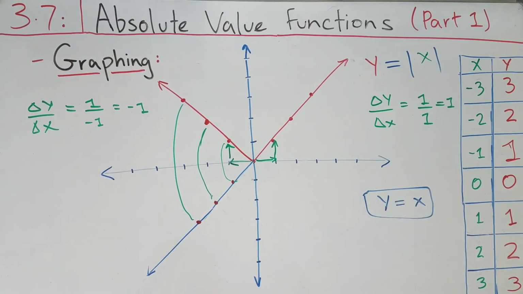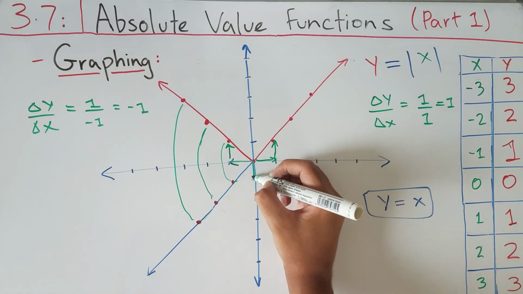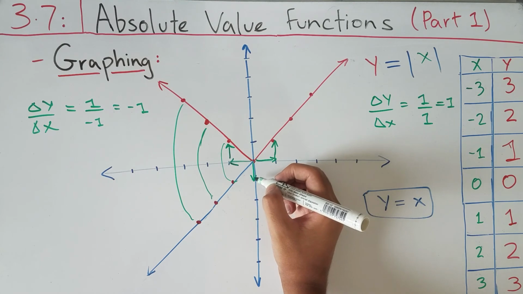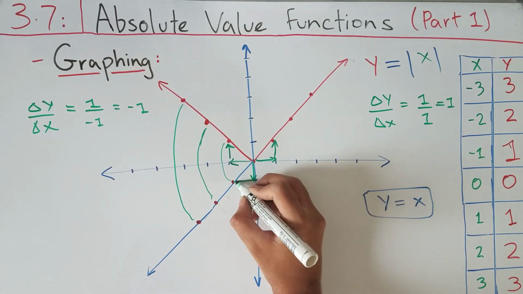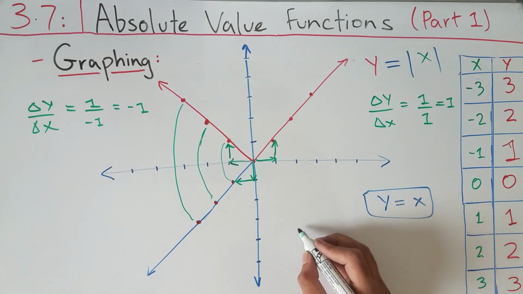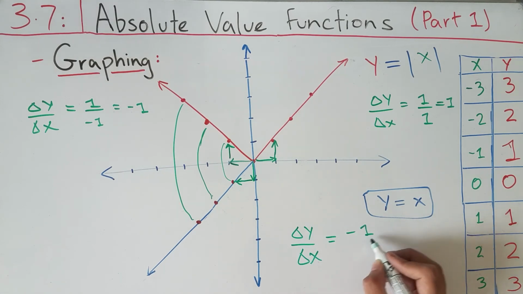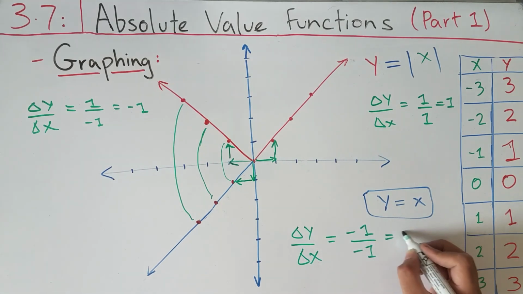Finally, we can also note that the slope of the parent function y equals x is different from the parent function y equals the absolute value of x behind the y-axis. So if we take the slope of this function behind the y-axis, we can see that we're going down, our change in y is -1, but then we're also moving backwards by -1 on the y equals x function. So what this tells us about the slope of the function is that the change in y over the change in x is equal to -1 over -1, which is equal to +1.